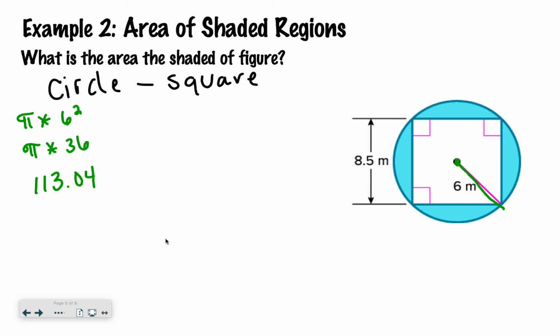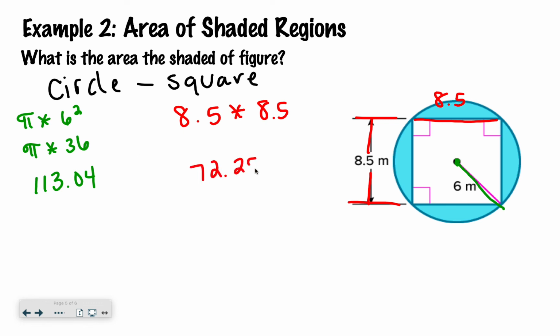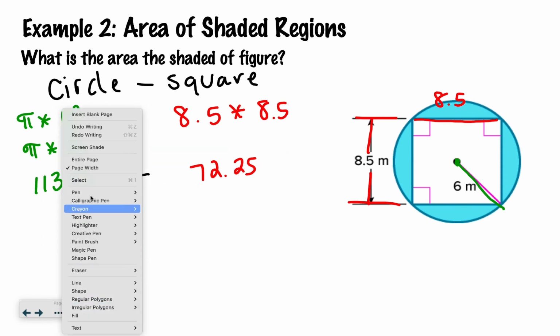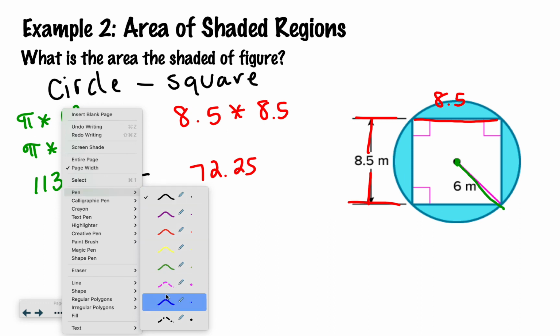So I need to look over at my figure to see, what do I know about that square? I see that there is a side length listed outside of the figure. Okay, so that outside length there is 8.5. So I'm going to say 8.5 times, since it's a square, I can know that this side is also 8.5. So 8.5 times 8.5 gives me 72.25.